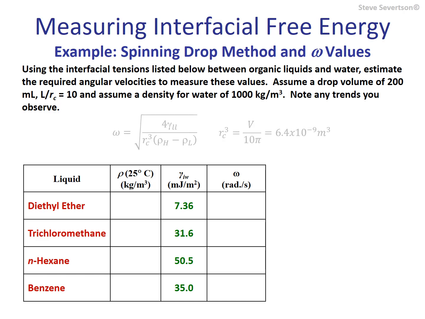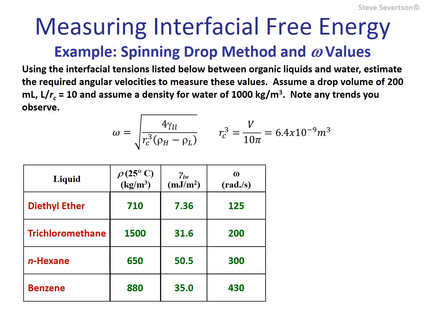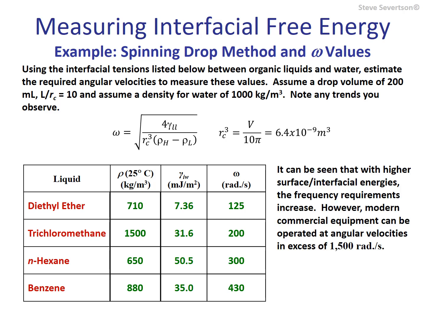Now, after finding the organic liquids' densities, we apply Vonnegut's equation to determine the angular velocities. It appears that the higher the surface or interfacial free energy, the greater the required angular velocity. As noted, modern commercial equipment can be operated at angular velocities greater than 1500 radians per second, making the method useful for a wide variety of systems.